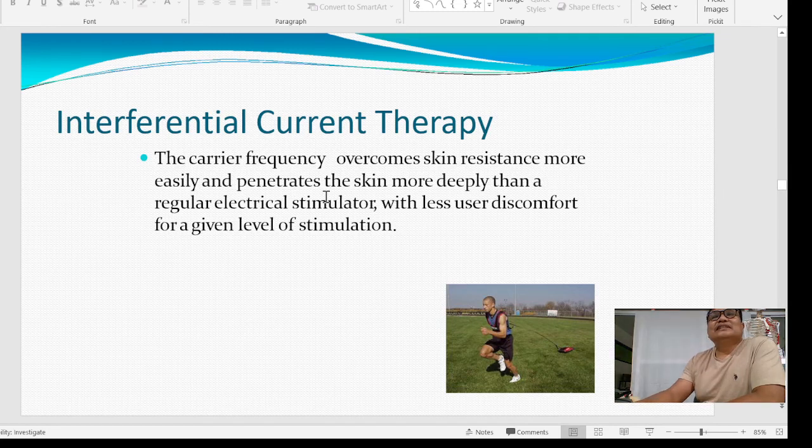Okay? So the carrier frequency overcomes skin resistance more easily and penetrates the skin more deeply than a regular electrical stimulator with less user discomfort for a given level of stimulation. So di kayo siya sakit. No? Dili kayo siya sakit. Kaya nga naman, high man siya.